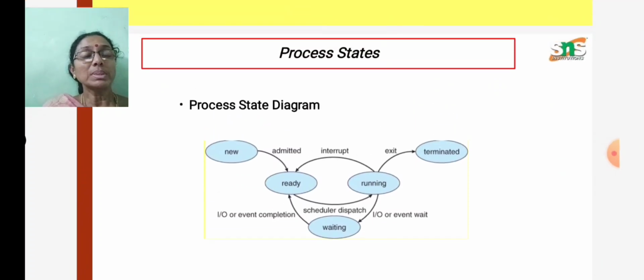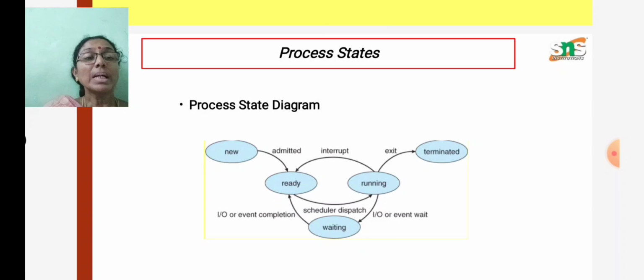Every process has different states from the start to the end of the process. The process states are classified into five different steps. First we have the new state. In the new state the process is created, then it goes to the ready state. In the ready state the processes are in the queue, ready to execute and waiting for the CPU execution.